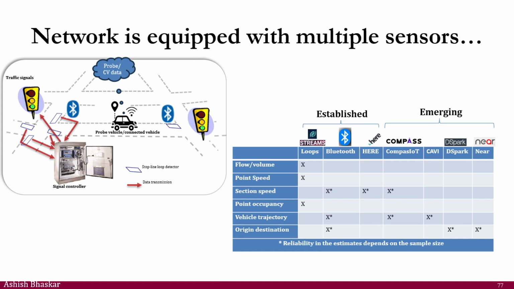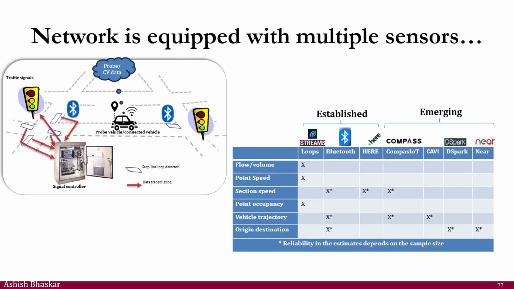You also have a connected autonomous vehicle data set, which I have not discussed in this series of lectures. DSpark and Near, there are other data sets coming from your cell phones, right? They are available to the department for certain projects. Each data set has its own characteristics. As I discussed, loops are the only data giving you volume. Loop or a proxy for loop.